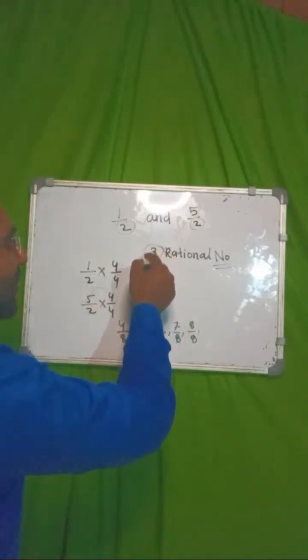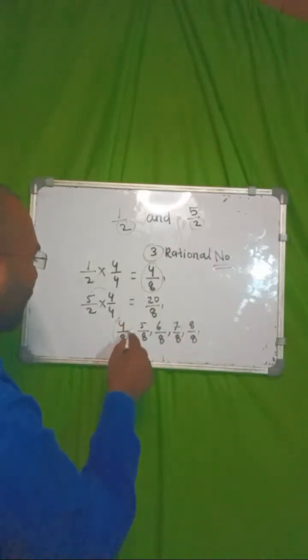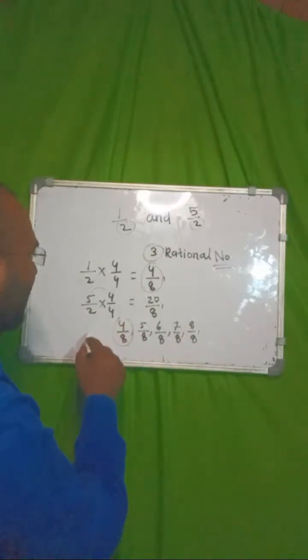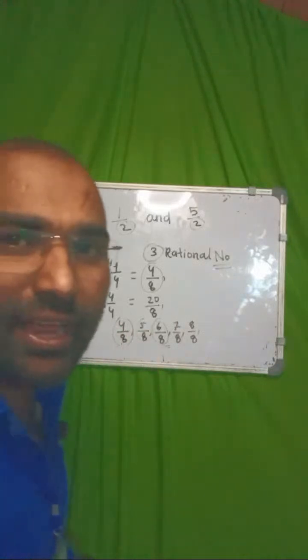And how many rational numbers do we have to find out? 3 rational numbers. Yes, we only have to find out 3 rational numbers, which are 4 by 8, 5 by 8, and 6 by 8. And what was your answer? Let me check that. So your answer was also 4 by 8, 5 by 8, and 6 by 8.